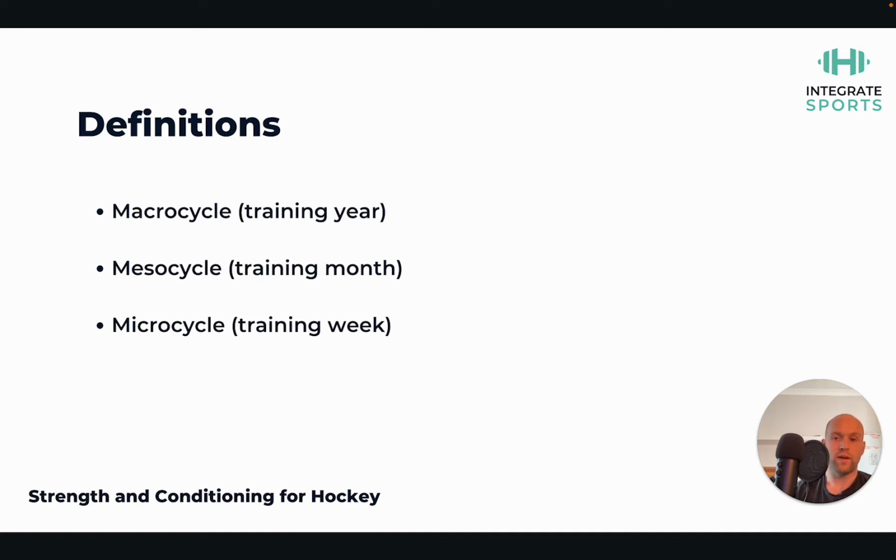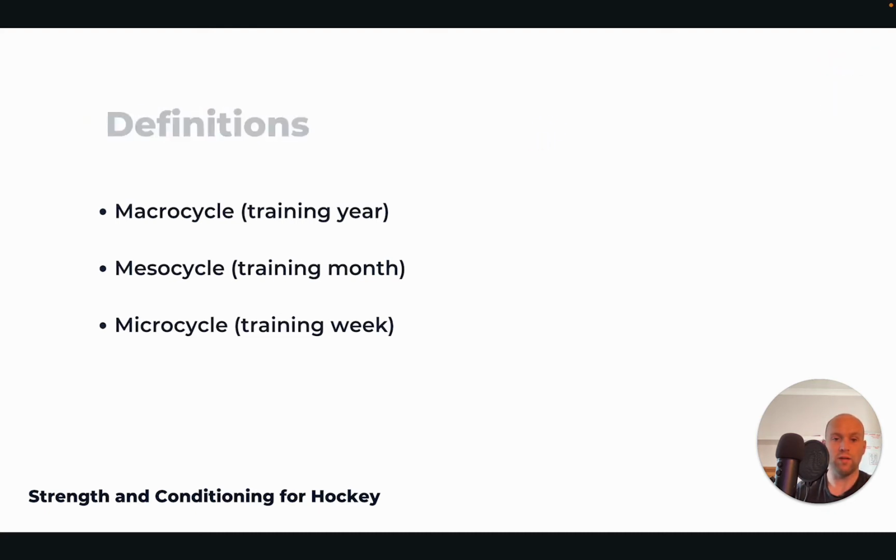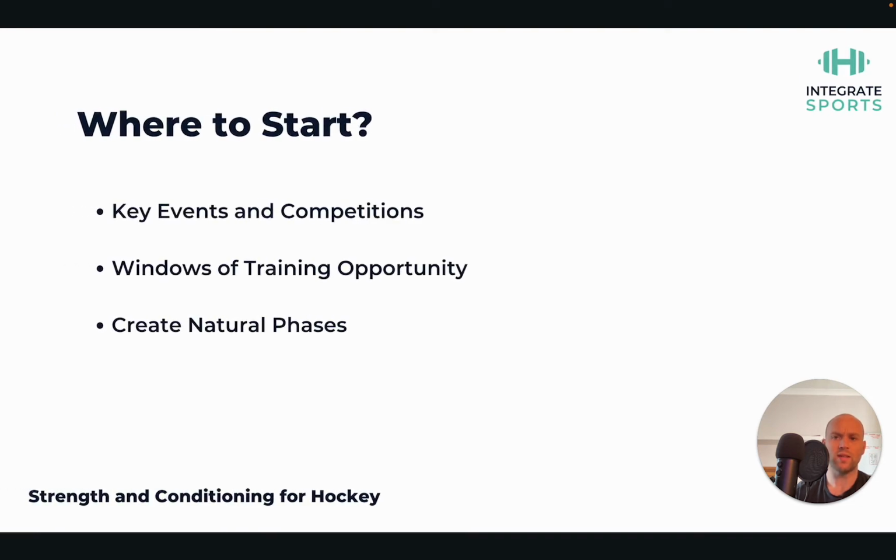Very typically there are going to be 4 to 5 microcycles per mesocycle, and 12 mesocycles in one macrocycle. So this first video is going to look at that macrocycle, the whole training year, and then there'll be 2 more subsequent videos looking in more and more detail at how we can use some basic principles to plan out these individual training units. So where to start?